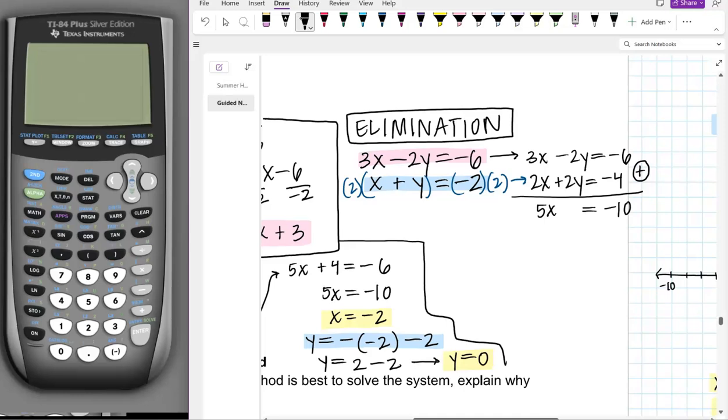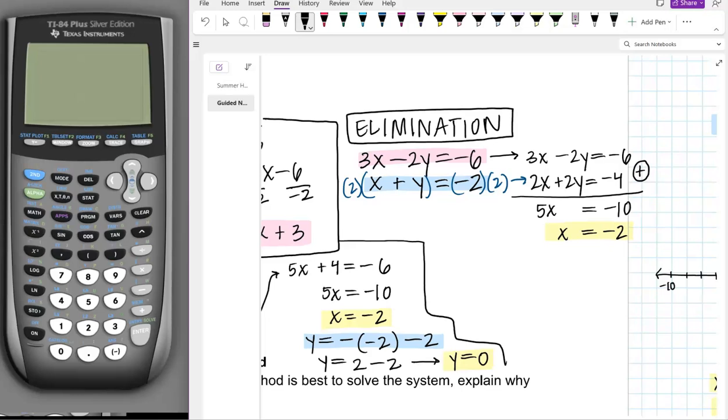Now we're back to the same equation that we had before. 5x equals negative 10. Divide both sides by 5. You get x equals negative 2. To solve for y, you go back to your original two equations. It's probably easiest to plug this into the second equation, but you can plug it into either one.